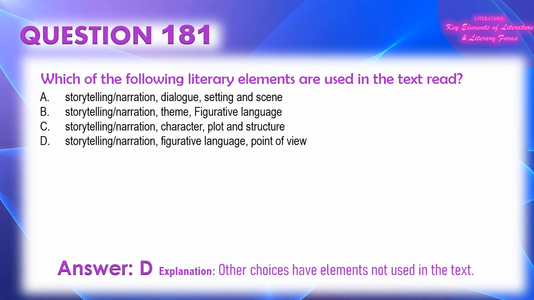Question 181. Which of the following literary elements are used in the text read? Answer: D. Storytelling or narration, figurative language, and point of view. Other choices have elements not used in the text.